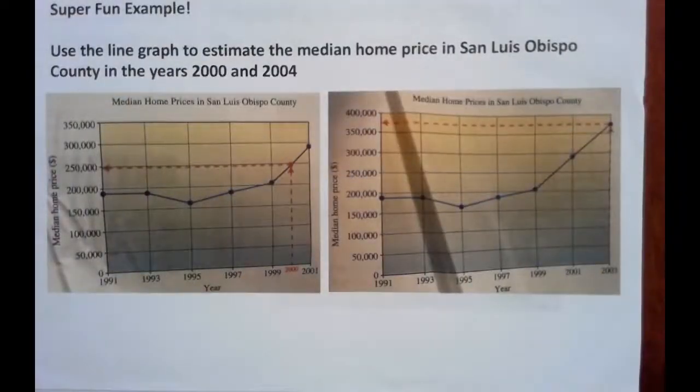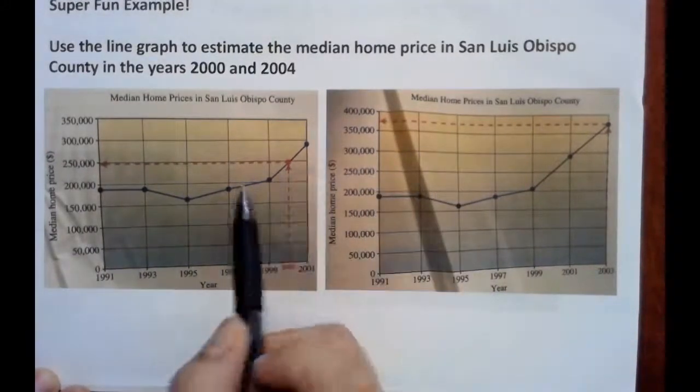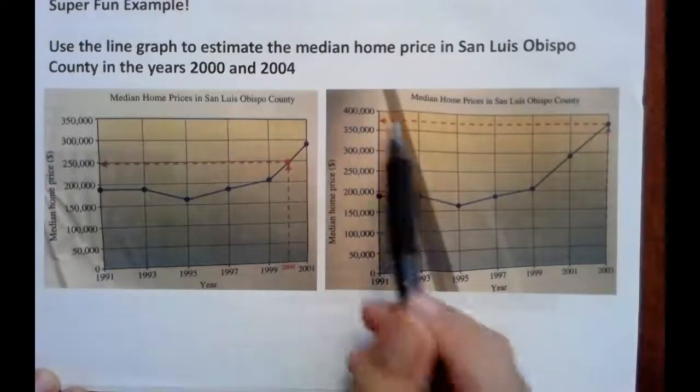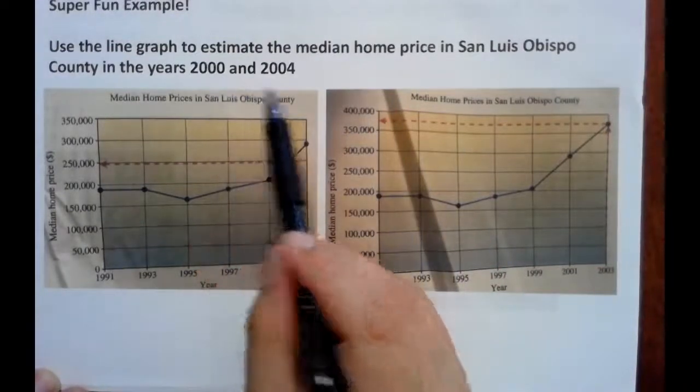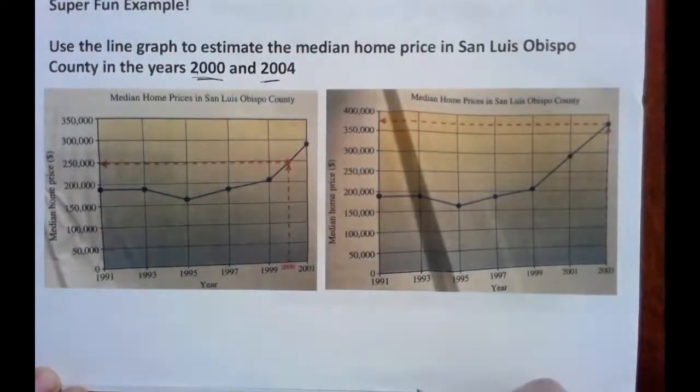Okie dokie. Another super fun example. Sorry, this was ripped here. I don't know, or my page was damaged. Okay, so we're going to do the same thing that we did earlier. We're going to estimate the home price for the years 2000 and 2004.